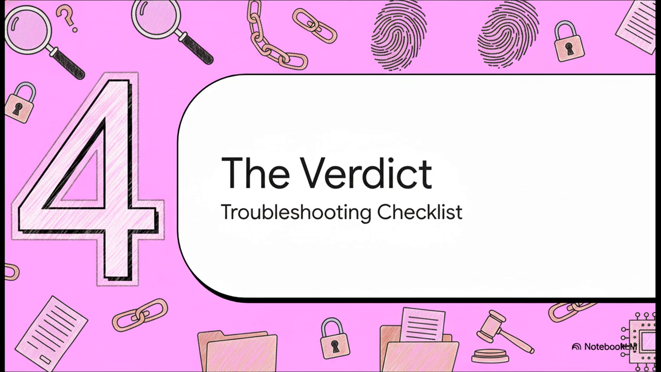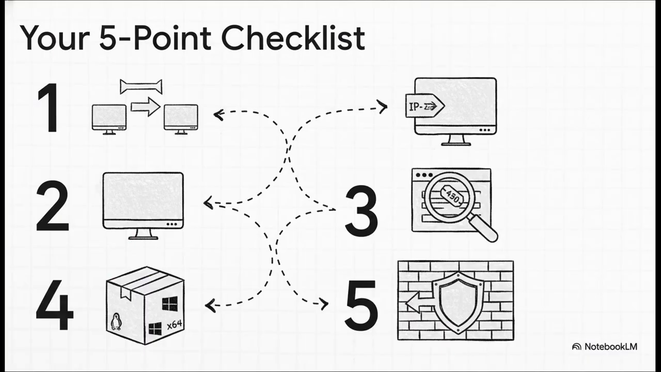So, after a pretty thorough investigation, we've identified our main culprits. We've gathered all the evidence, we've interrogated the suspects, and now it's time for the verdict. Let's put everything we've learned together into a simple, actionable checklist you can use every single time an exploit doesn't connect. And here it is, your 5-point inspection. Run through this every time.